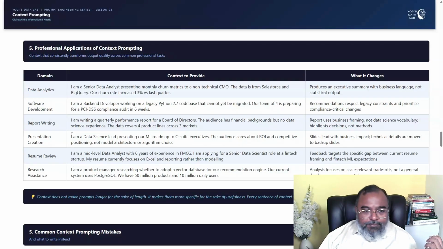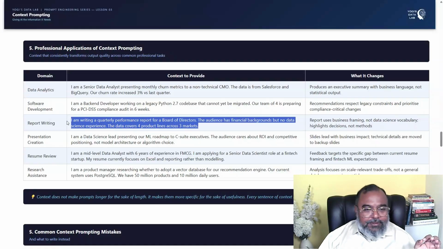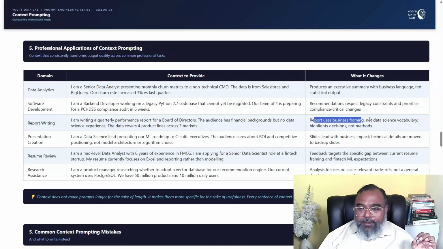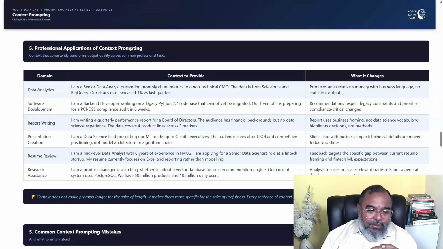So I'll just pick one of them. Let's say I'm taking this one. I'm writing a quarterly performance report for a board of directors. The audience has a financial background but no data science experience. The data covers four product lines across three markets. You set a context. You told what is the assumption of the audience's knowledge. You told who the audience is whom you're finally going to present to. So the report uses business framing, not data science vocabulary, and highlights decisions and not the methods. Right? So context becomes really important when you are writing a prompt.